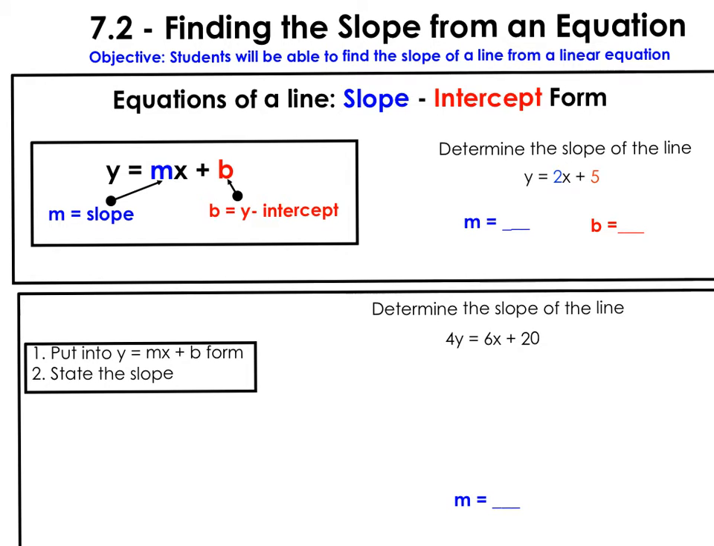Welcome to lesson 7.2. We're going to be finding the slope from an equation. It's going to be pretty dope. Now, you might remember in the last lesson what we were doing was we were finding the slope from 2 points and we were finding it from a graph. Now, it's going to be finding slope from an equation.